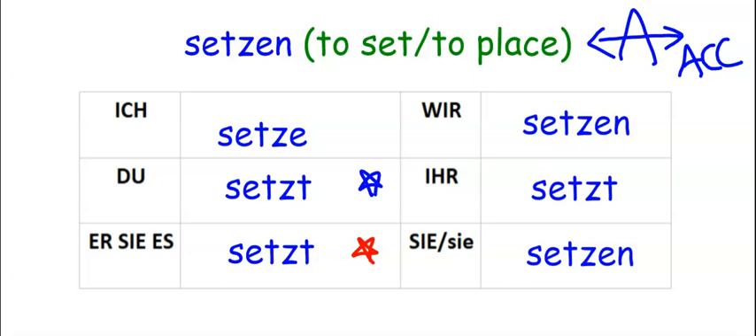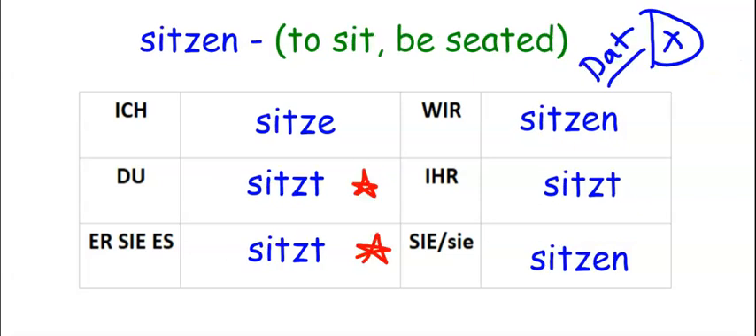You'll also want to add the other one, which is sitzen. Sitzen, to sit or to be seated. This will take the dative case because it's location. Like you're sitting there, it's sitting there, like there it is. Ich sitze, du sitzt, sie sitzt, wir sitzen, ihr sitzt, sie sitzen. And add these examples to your notes.